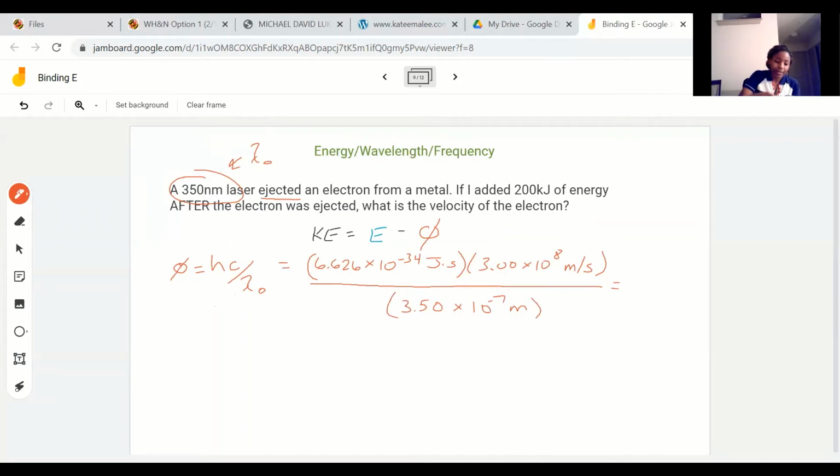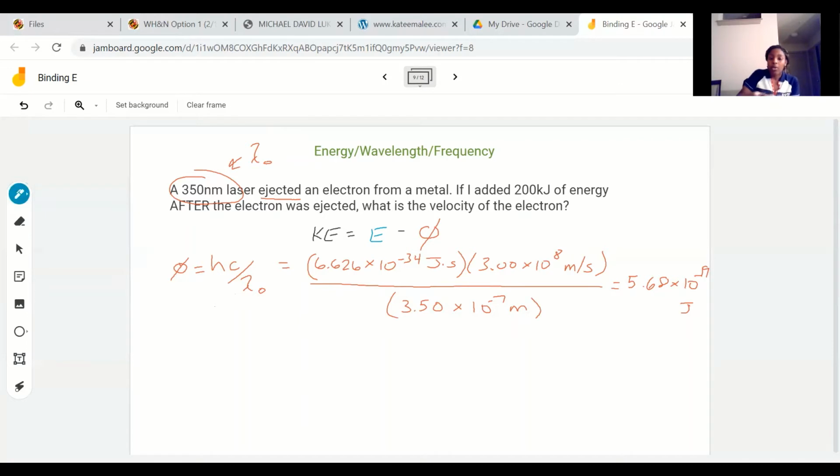I should have done this beforehand. Sorry. Okay, so then our energy ends up being 5.68 times 10 to the negative 19. And this is going to be in joules because we're talking about joules, right? So that's one energy. We got that one part down.